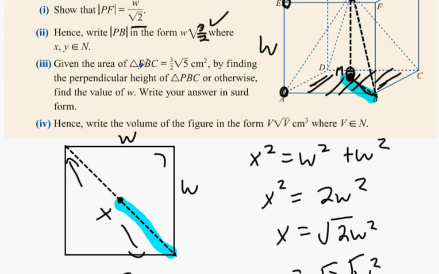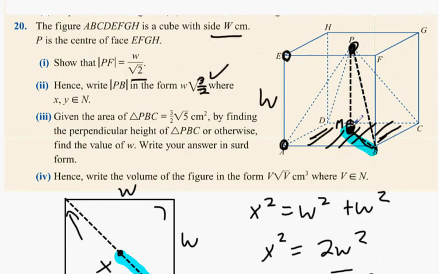Given that the area of PBC, what's a PBC? P to B to C. So we're talking about this part here, aren't we? Need a new colour, but everybody see that triangle? Triangular face I'm shading in? That one there. Okay, what do we know about that one? We're given its area, aren't we?